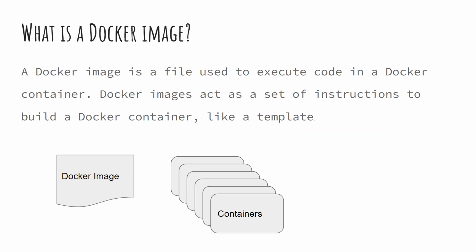In simple words, if you are coming from the programming world, it is just like a class. By using the class definition, you can create a number of objects or instances. In a similar fashion, by using a Docker image, you can create different containers of the same type.